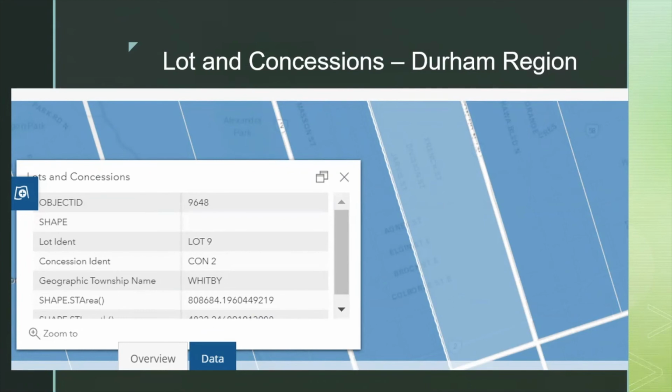So it would have been the original description of the property back when the land grants were first given in the 1800s. And the plan numbers were created when they started subdividing and having towns and villages. So smaller plans of subdivisions. So that's what the plan refers to. It was a planned subdivision of the original lot.